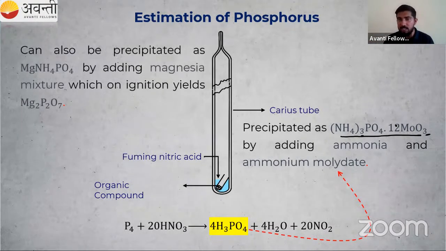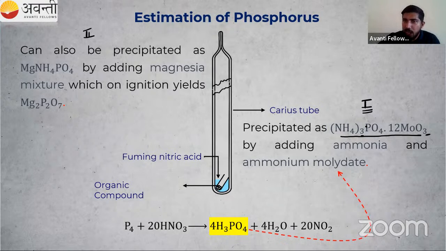Then one more reaction we can do. Using the first one, you can find the percentage. If you want to find the percentage of phosphorus using the second method, you can also do that. That is the first one, and here is the second one. I have H3PO4, which can also be precipitated as magnesium ammonium phosphate. In the first one, ammonium phosphomolybdate is formed. Here, by adding magnesia mixture, that is MgSO4 and NH3, what can you form?